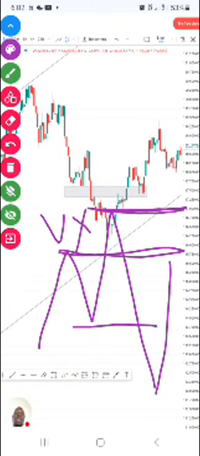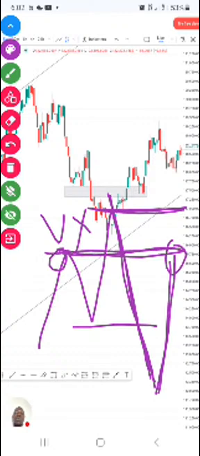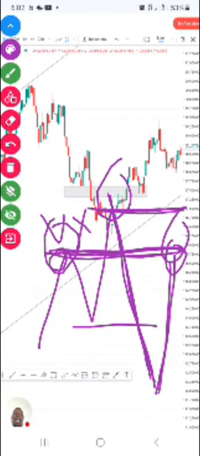Which means this is a structure which was invalidated or which was disrespected. Are you getting the point? So you wait for the market to come and retest this structure which was invalidated. So this creates a head and shoulder. This becomes a head, this becomes a shoulder, and this becomes a shoulder. And the market continues down. So this is what happened here.